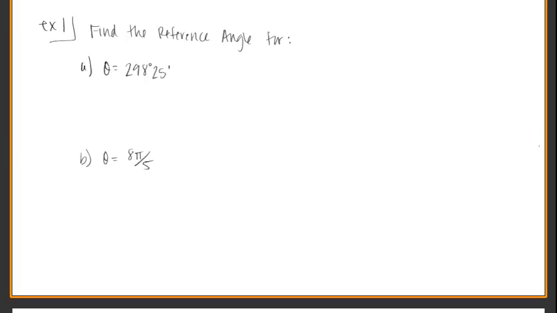So let's start here in example 1. I have an angle that's 298 degrees and 25 minutes, and we want to find the reference angle for it. Step 1 of finding the reference angle is to know which quadrant this is landing in. It's 298, past 270 but not quite 360, so this is quadrant 4. In quadrant 4, the reference angle, theta prime, is equal to 360 degrees minus theta, so 298 degrees and 25 minutes.